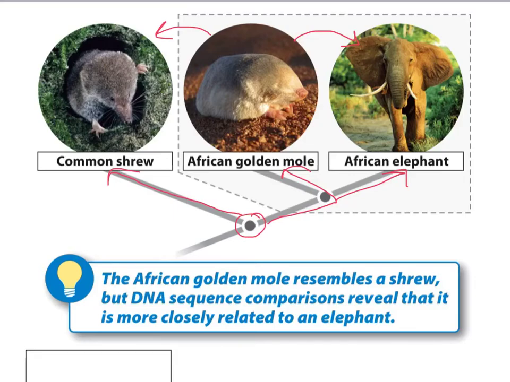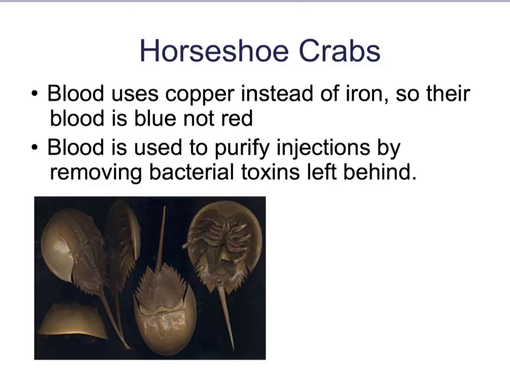Now this is the same thing with horseshoe crabs. Horseshoe crabs look very similar to other crabs that you'll see in the ocean, but when we look at the DNA evidence, we see that they're actually more closely related to spiders than they are other crabs in the ocean. And horseshoe crabs, I think, are very interesting just because it's kind of like a science fiction organism. Their blood uses copper instead of iron. So their blood's not actually red like ours, but it's blue.